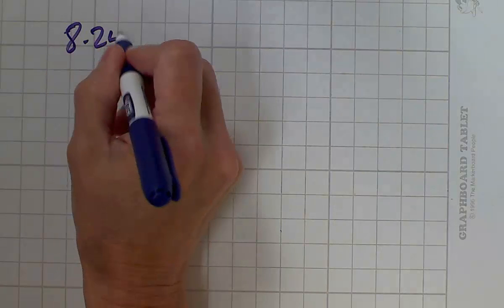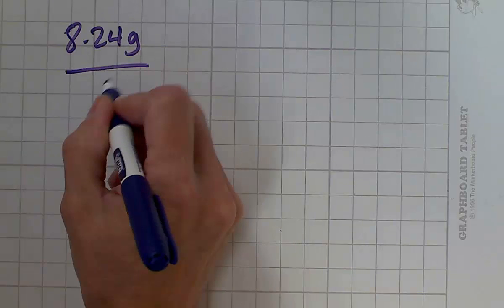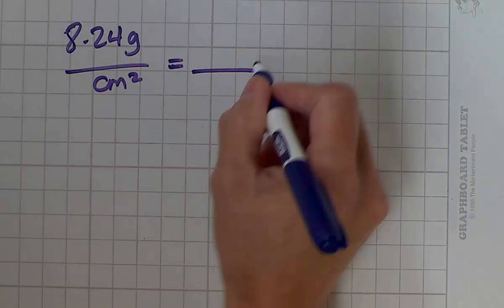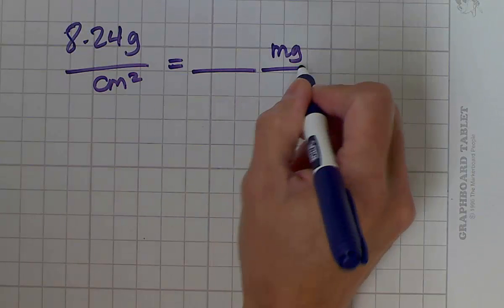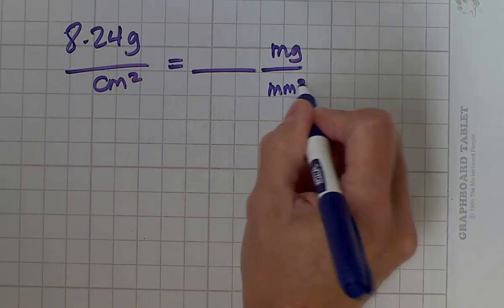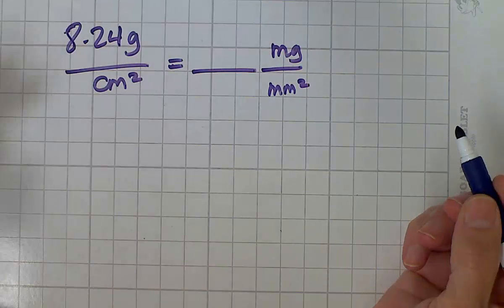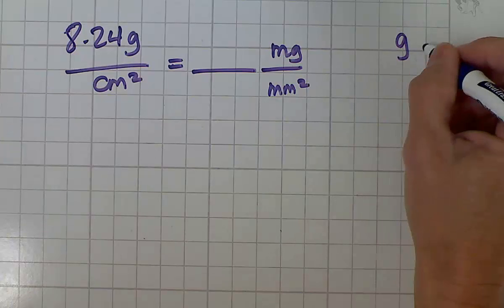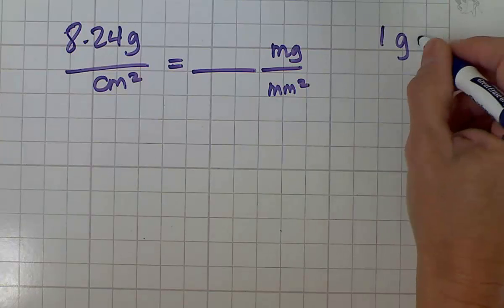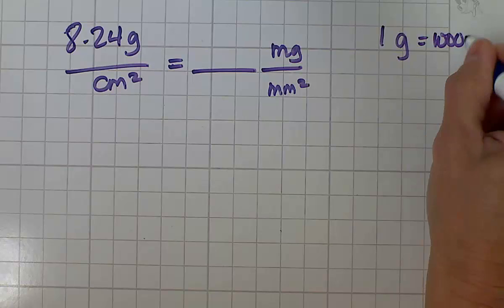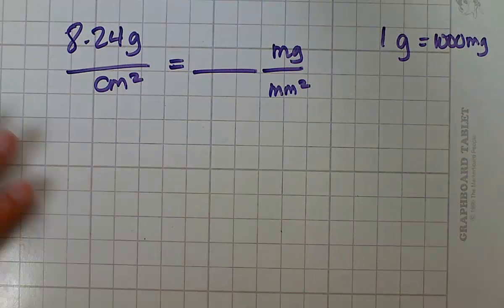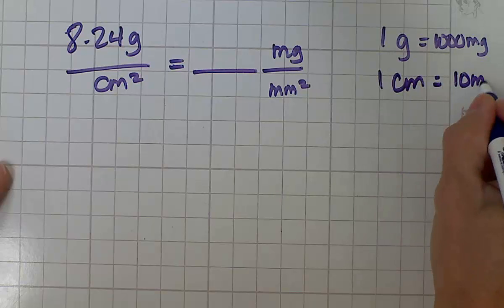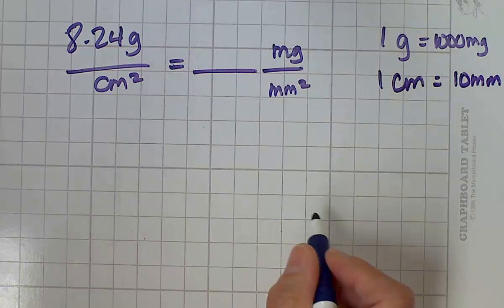8.24 grams per square centimeter, and I want to know how many milligrams per square millimeter, that is. So that's another layer of complexity. I'm going to go from grams to milligrams, so I've got to get grams to milligrams. I know 1 gram is 1,000 milligrams. Centimeters to millimeters, same thing. 1 centimeter becomes 10 millimeters. So now I think I have all the information I need. I can start my problem.